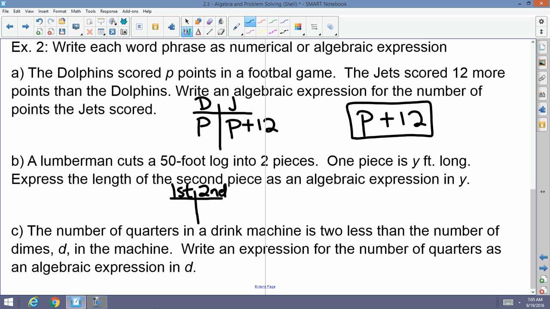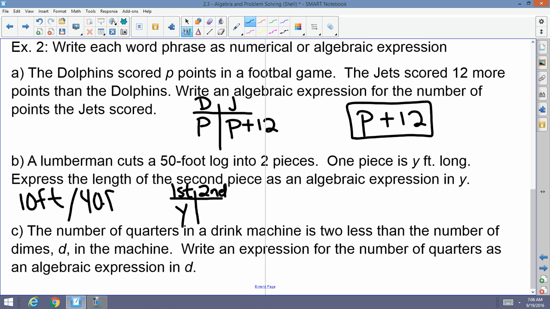One piece is y feet long. So the first piece, we're going to call it y. I want you to express the length of the second piece as an algebraic expression in y. Okay, so that means I want to include y in this expression. Well, if the first piece is y, how long would the second piece be? Sometimes it's difficult to visualize this without putting numbers. So let's put numbers into this. You have a 50-foot log and you cut it into 2 pieces. Let's say that the first piece was 10 feet. How long would the second piece be? Hopefully you said 40 feet.